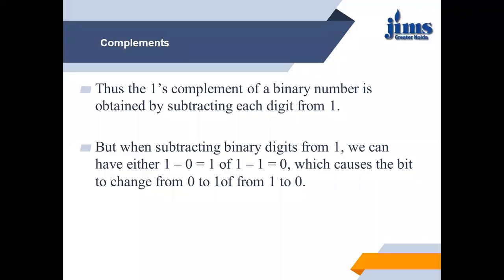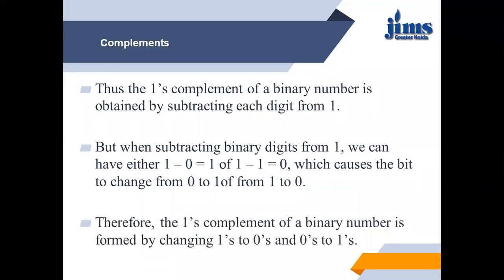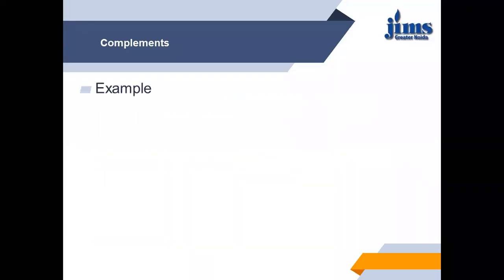That means, if the current bit is 0 and we subtract it from 1, the result will be 1. If the current bit of the number is 1 and we subtract it from 1, the result will be 0. That means we can obtain the ones complement by interchanging zeros with ones and ones with zeros. Therefore, the ones complement of a binary number is found by changing ones to zeros and zeros to ones. That is very simple. We have to change the value of the binary number.